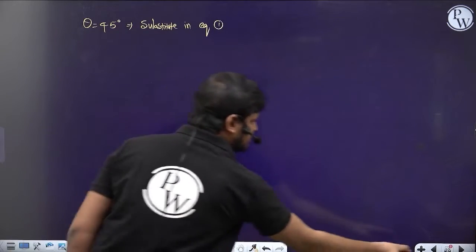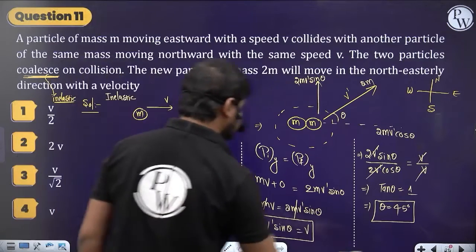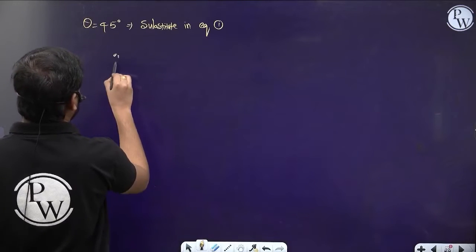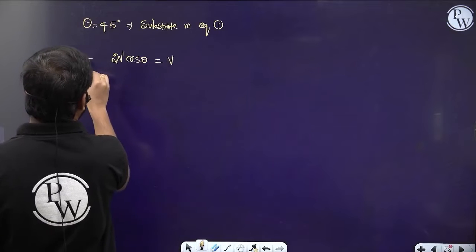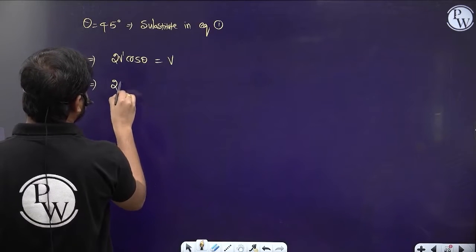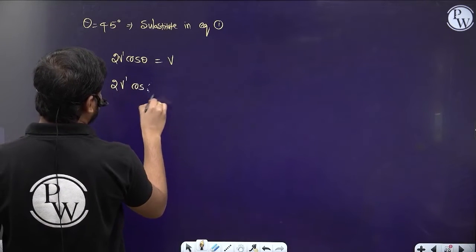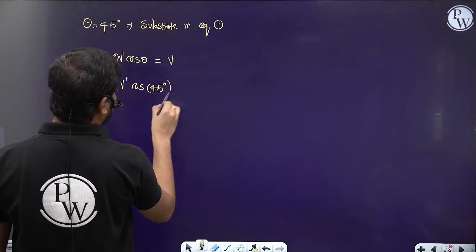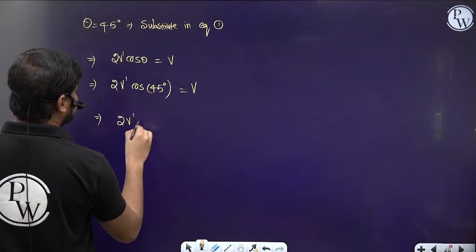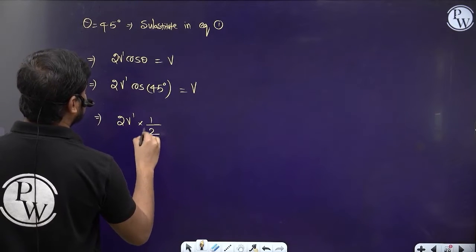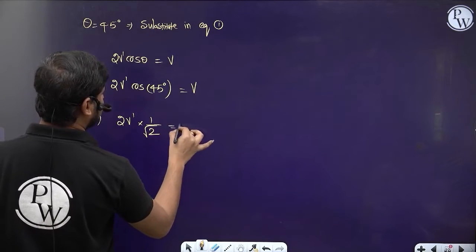So what's equation 1, guys? 2v dash cos theta is equal to v. From here, 2 into v dash, which we have to find, cos theta, 45 degrees. So 2v dash into 1 by root 2, since cos 45 is 1 by root 2, is equal to v.